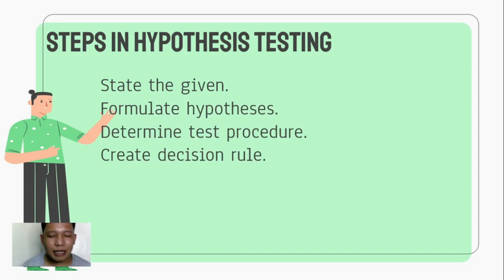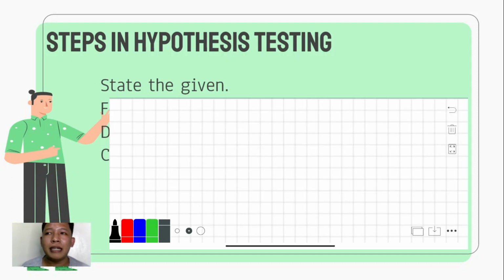Okay? And next is that we have to create our decision rule. So, how do we create our decision rule? Our decision rule is being created depending upon our alpha level or yung tinatawag nating level of significance. Okay? So, si level of significance, depende yan kung 1%, 5%, or 10%. Okay? So, ito lang yung tatlong commonly used.